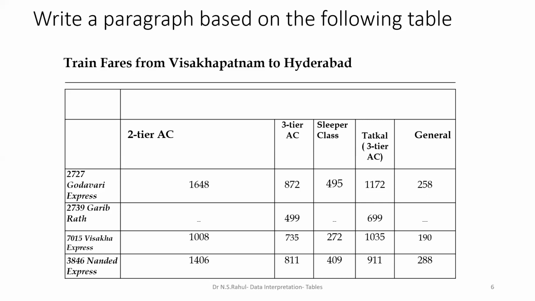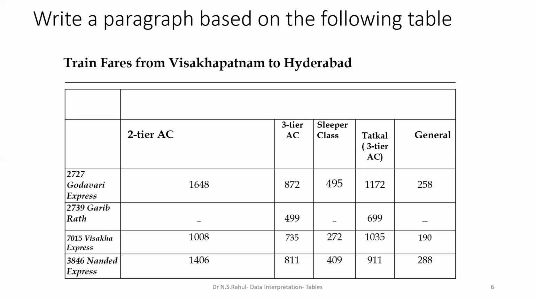General is also not there. We have the cost of three-tier AC for each seat is 499 in Garib Rath Express, and for Tatkal it is 699 rupees. And coming to Vishaka Express, the two-tier AC cost of each seat is 1008 rupees. For three-tier AC, it's 735. For sleeper class, 272 rupees.